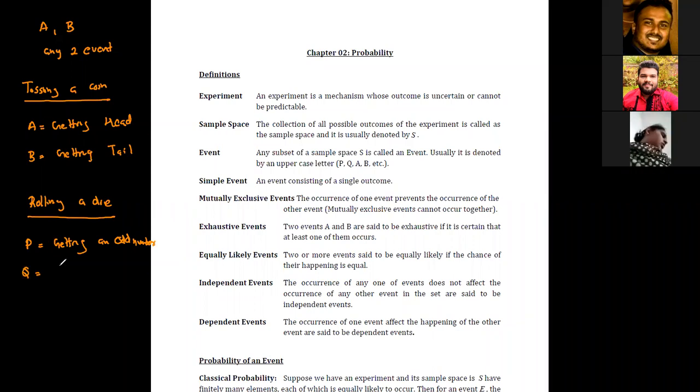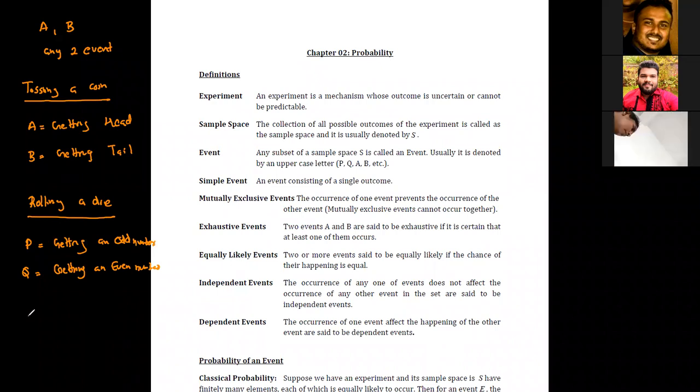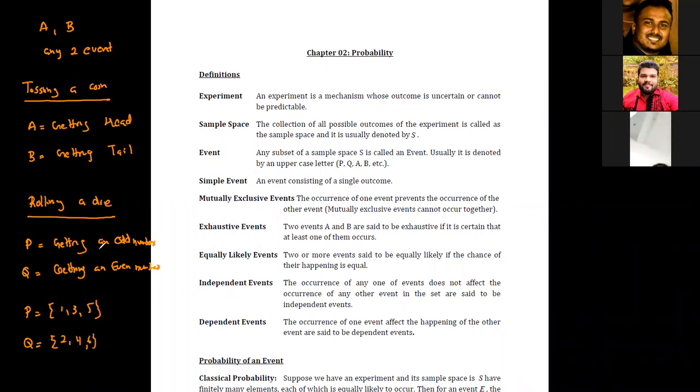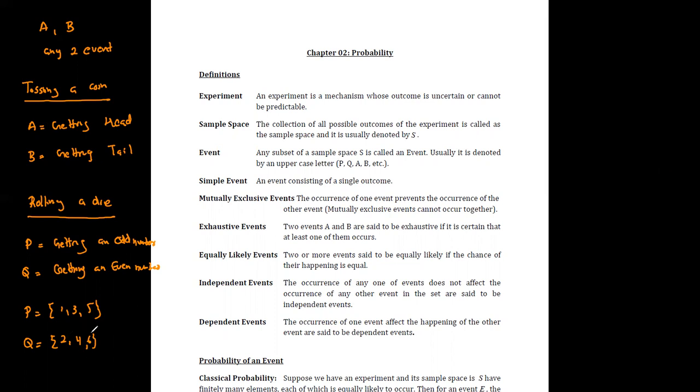Event Q is getting an even number. Considering these two events, event P has the elements 1, 3, and 5, and event Q has the elements 2, 4, and 6. The elements of the first set are odd numbers, and the elements of event Q are even numbers.